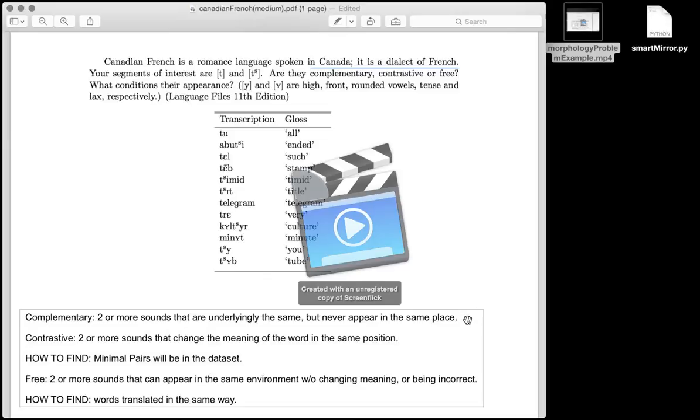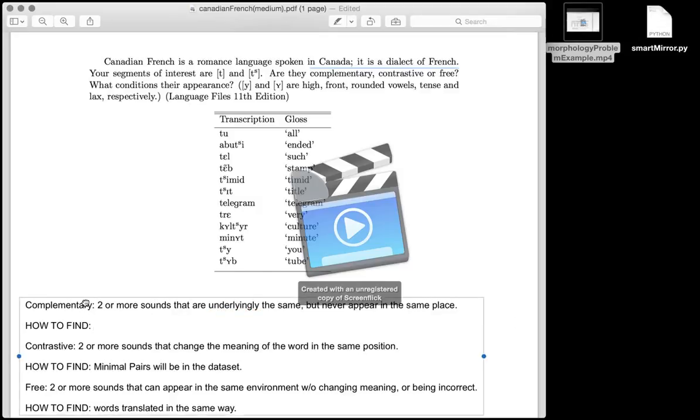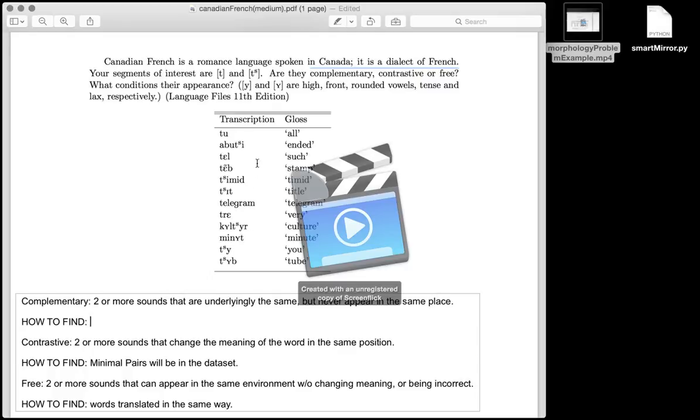So finding complementary sounds, well, how will you find them? You'll have to do this on your own, and you'll be the one to actually discover what the rule is to discover when in the language those two sounds or two or more sounds could appear that are in complementary distribution. All right, so now that I've gone over these, I'll just do this as to be continued.